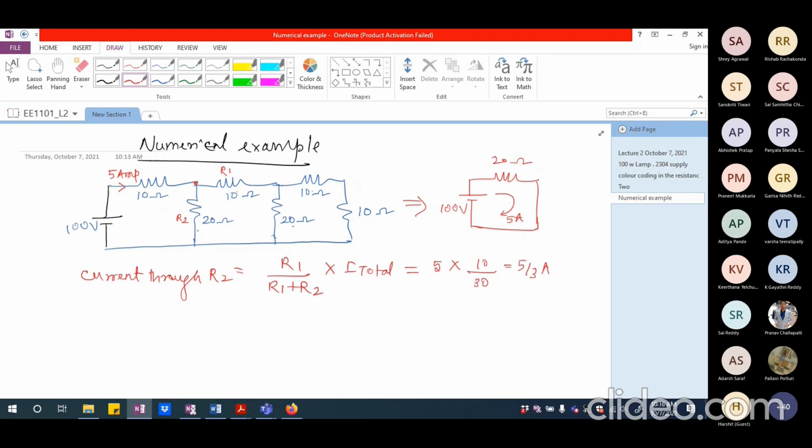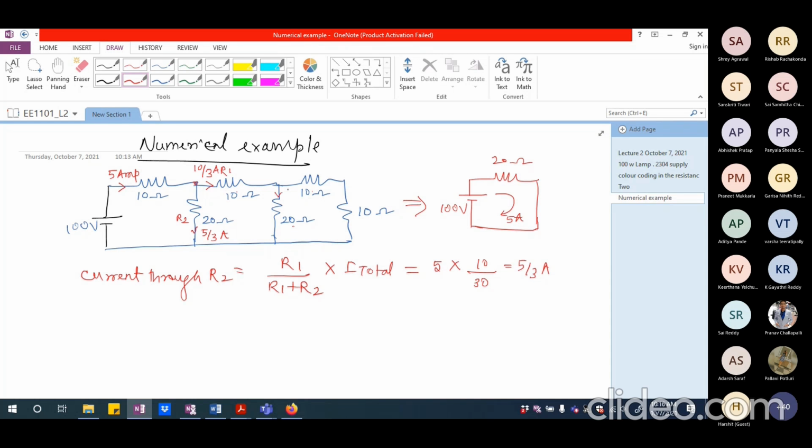So if I'm going to have 5 by 3 ampere flowing here, how much will be here? 5 minus 5 by 3. So that is 10 by 3, right? You are going to have 10 by 3 ampere flowing here.